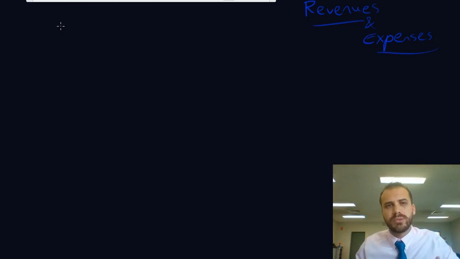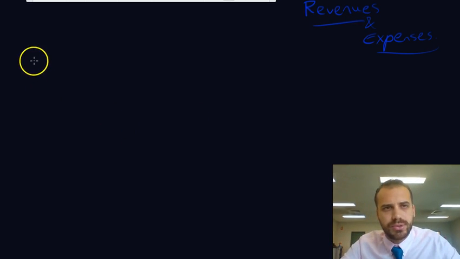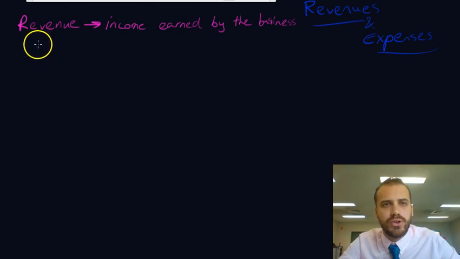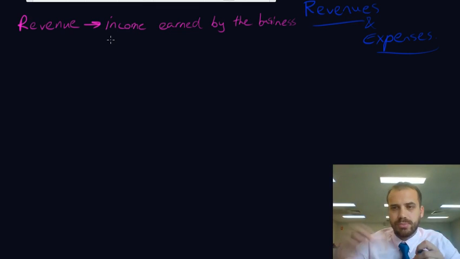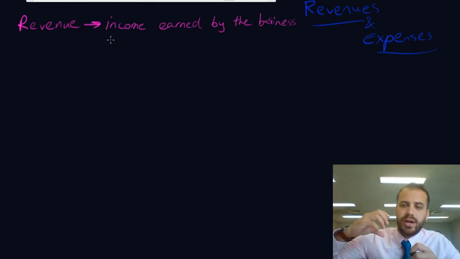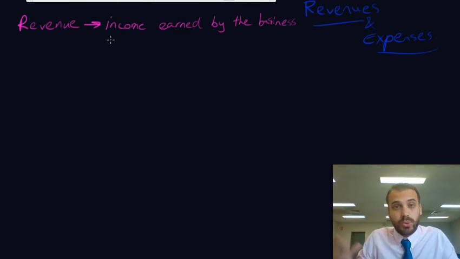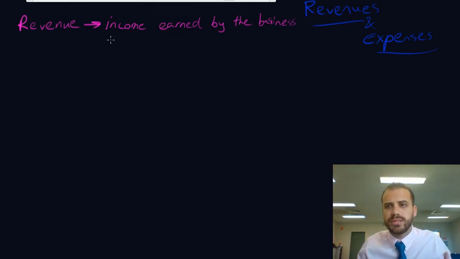Okay, I'm going to put up some formal definitions and then I'll run you through a quick example so you can see how it all works. So first definition here is revenue. Revenue is income earned by the business. Okay, it's money coming into the business for pretty much whatever the business does. If it's a lawn mowing business, it's money that comes in because you mowed some lawns.